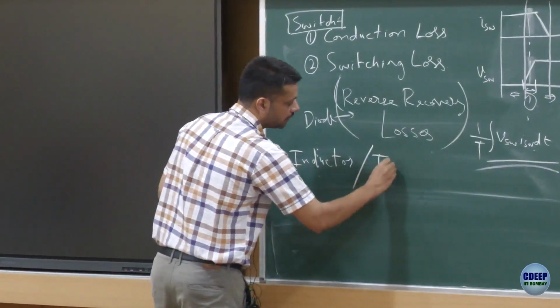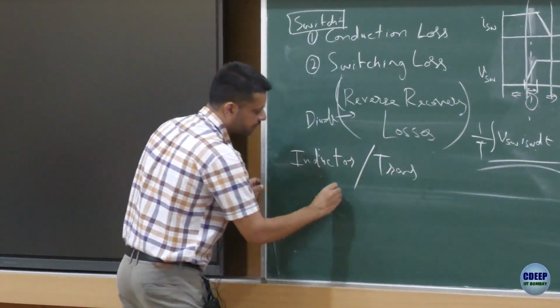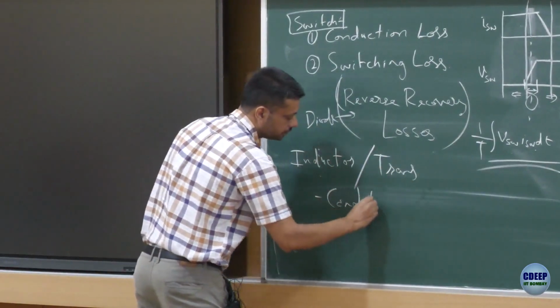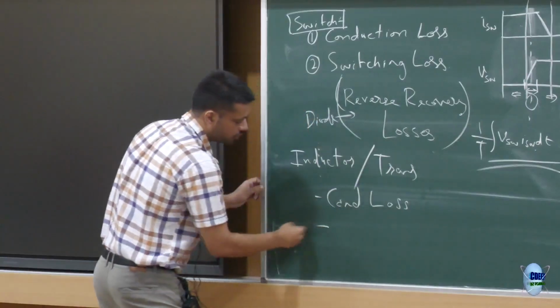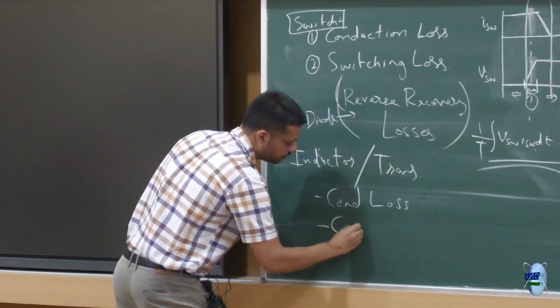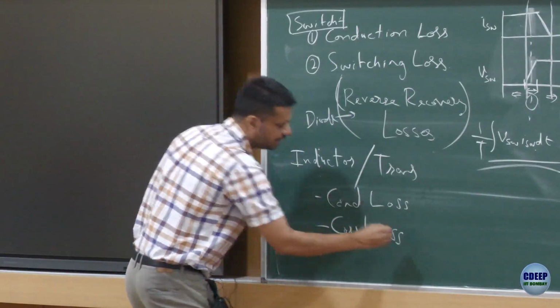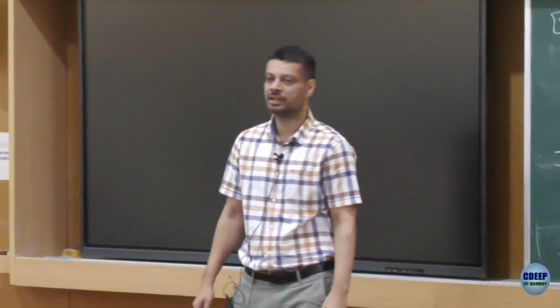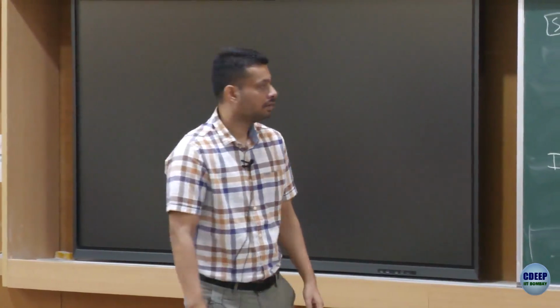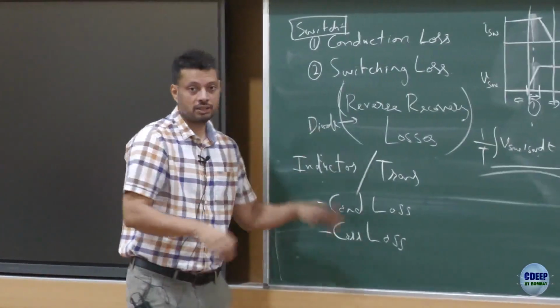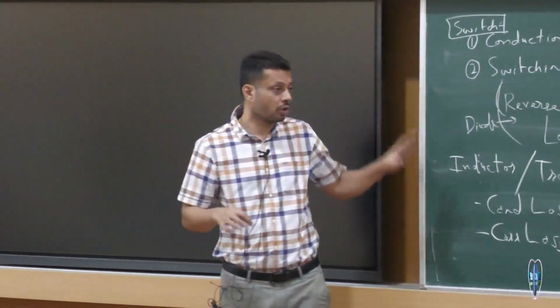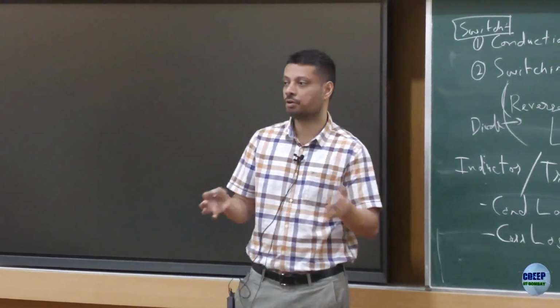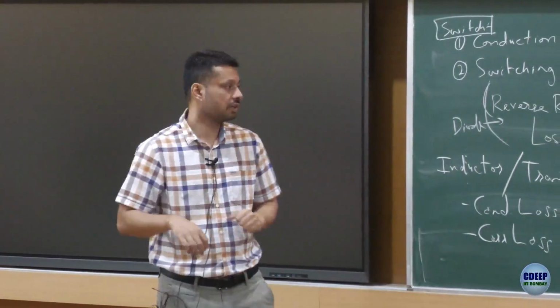So you would have inductor losses, or your transformer would have conduction loss, and would also have core loss, right? So broadly speaking, these are some of the predominant losses that happen in a power electronic converter. There are so many other losses, but these are the more dominating ones. These are the ones which contribute more to the overall share of losses.